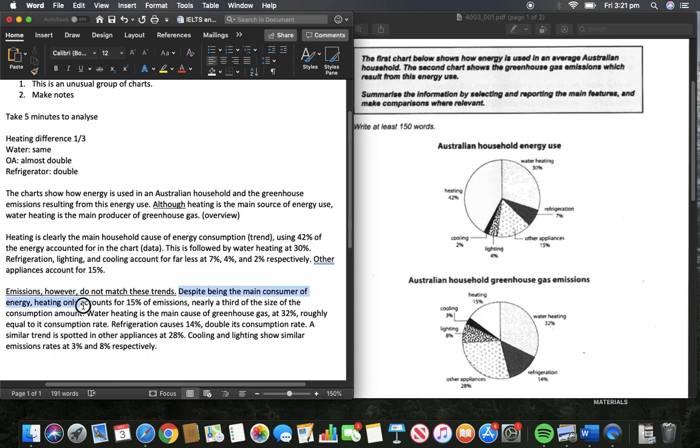Despite being the main consumer of energy, heating only accounts for 15% of the emissions. Now, I've made a comparison. So look at this sentence. I've made a comparison, I've provided data, and then I've highlighted it. So I didn't just say it was less, but I highlighted that it's nearly a third of the size of the consumption amount. Actually, a little bit more appropriate would be slightly more than. That's a little bit better. Slightly more than a third of the size. Is that correct? Yes, my math is correct. Slightly more than a third of the size of the consumption.